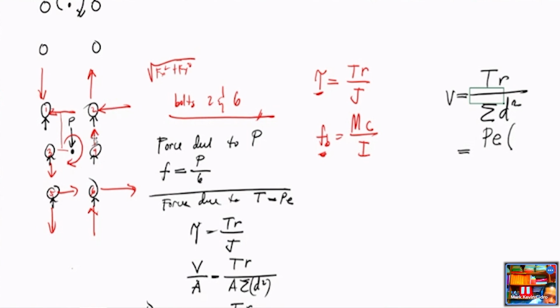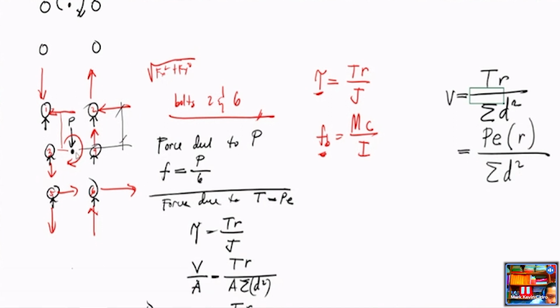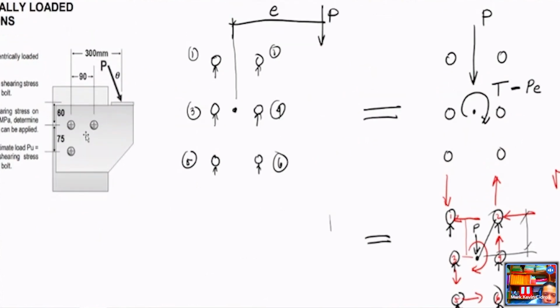That is this distance, di ba? Let's denote it as R over the summation of d squared. What is the summation of d squared? It is for all the bolts. The summation of d squared. What is d? The distance from the centroid to the bolt. This distance, and this distance, that is d. D squared.